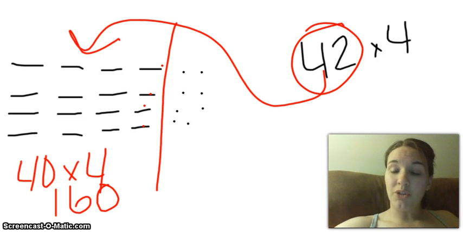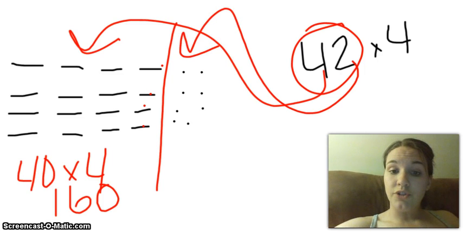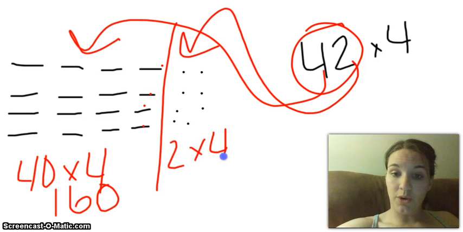Then I'm going to take the ones from 42, which is 2. And I have 2 times 4. That would be this part of the array. 2 times 4 is 8, but I'm not quite done.